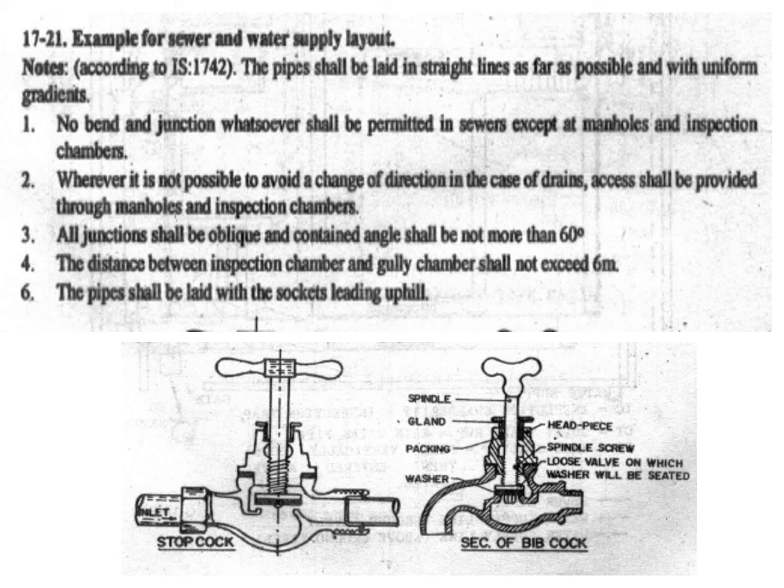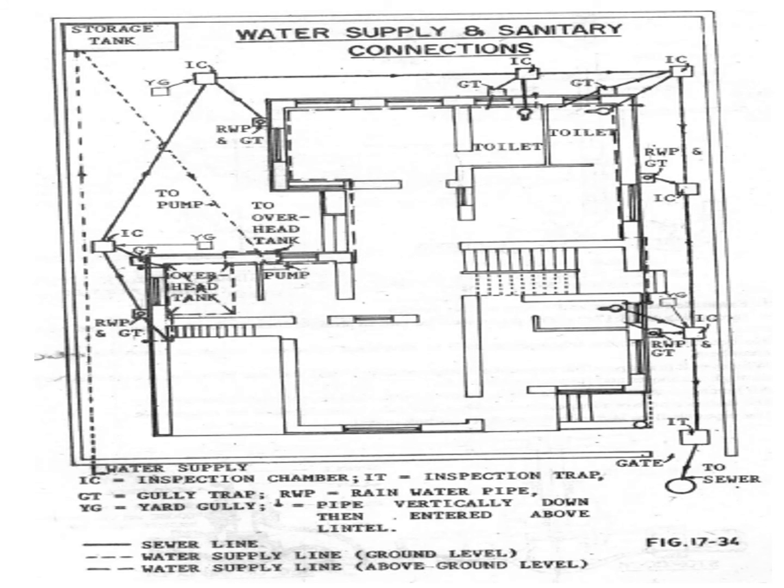The distance between the inspection chamber and the gully chamber shall not exceed 6 meters. The pipe shall be laid with sockets facing upwards. Again, this is a water supply and sanitation system showing the arrangements of water supply and sanitation connections for a residential building. Starting from the base, I have inspection chambers, IC, at regular intervals throughout the pipeline.